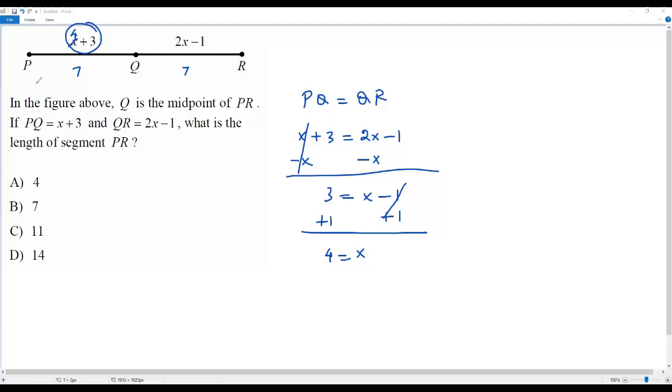Okay, PQ equals 7, QR equals 7. So what is the length of PR? PR is equal to PQ + QR. So PQ is 7, plus QR is 7. 7 + 7 is 14 units. So the length of PR is 14 units. The correct answer choice for this question is option D.